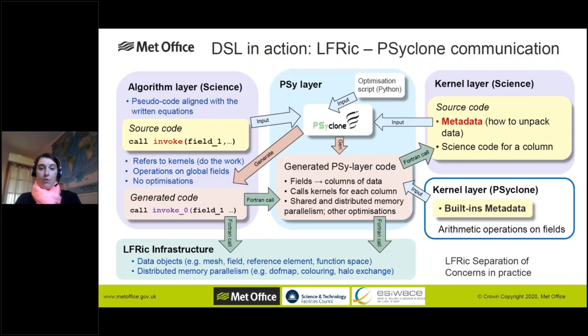So that gives information to PSyclone that it needs to use the kernel layer metadata to see how to unpack those data from the entire field objects to column of data that the kernel can operate on. So using that information, PSyclone then processes the algorithm code and replaces the invoke keyword with the call to the generated PSy layer routine. And in this routine, it calls kernels for each column, and it provides shared and distributed memory parallelism and other optimizations. The kernel layer does updates on this field data.